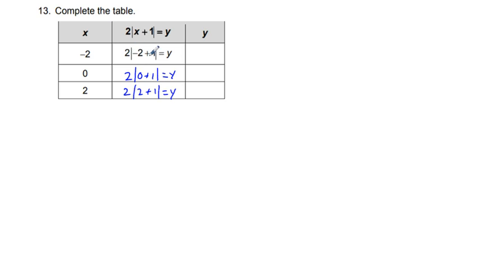Well, here, the absolute value of -2 plus 1, that's -1, and -1 becomes positive. 1 times 2 is 2. In this one below, we have 0 plus 1 inside absolute value brackets, which becomes 1. Absolute value of 1 is 1. 2 times 1 is also 2. This last one, we have in absolute value brackets 2 plus 1, which is 3. Absolute value of 3 is 3. 2 times 3 is 6. So this is what number 13 should look like.